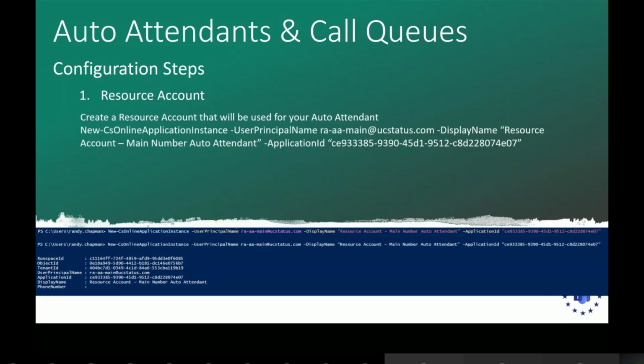So onto the command. So New-CsOnlineApplicationInstance, give it a user principal name. So in this case, I've constructed it as a RA for resource account, AA for auto attendant, and then the descriptor for the auto attendant. So in this case, it's the main number, and then it's the domain. A display name, so it could be, I guess, as long as you want within reason. So I've just said resource account, main number, auto attendant. And then, of course, the application ID to tie it to that.